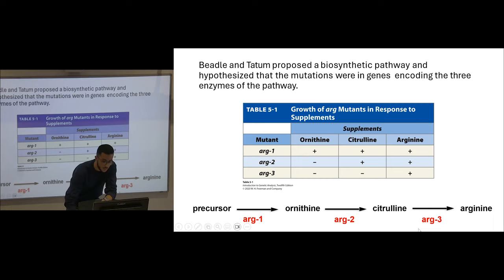If you break it at the beginning of the chain, then you need all of them because you're missing all the intermediates after. If you break it at the end of the chain, you only need one of them. Yeah, that makes sense. But in reality, if you put only ornithine, let me think about this before I say something wrong. If you put ornithine, it can still make citrulline and arginine.